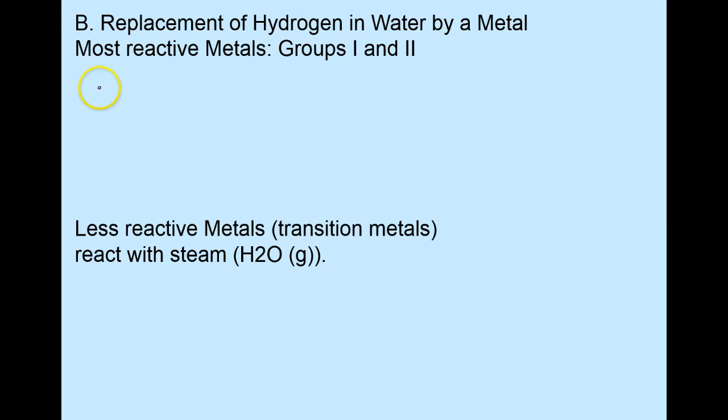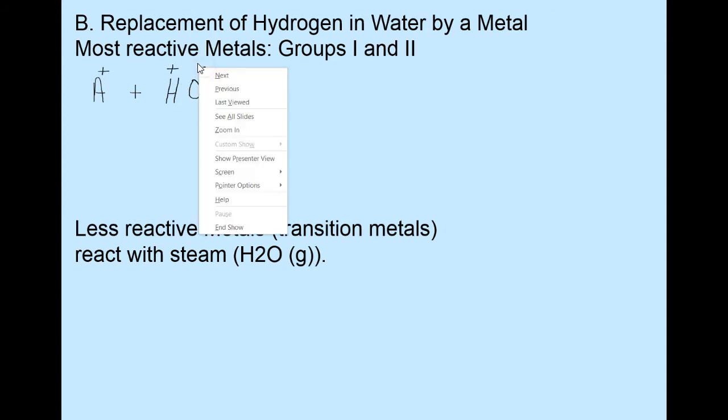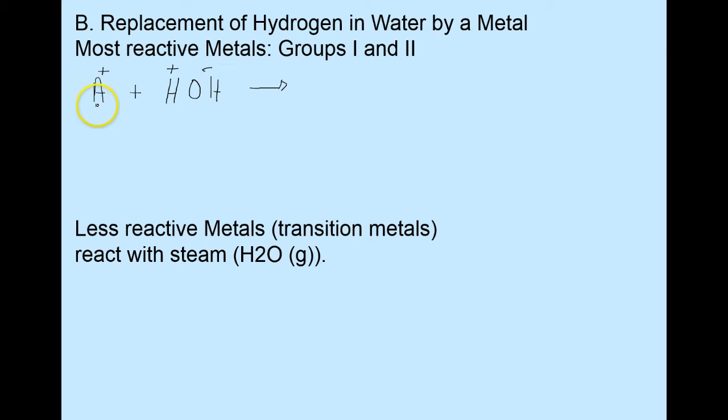Let's take a look at an example. If we have element A, metal A is highly reactive. It's going to react with water. Now we're going to write water as HOH instead of H2O. And when we do that, the element A is positive, hydrogen is positive, hydroxide is negative. Okay? So what happens is A is going to kick the hydrogen out of solution.